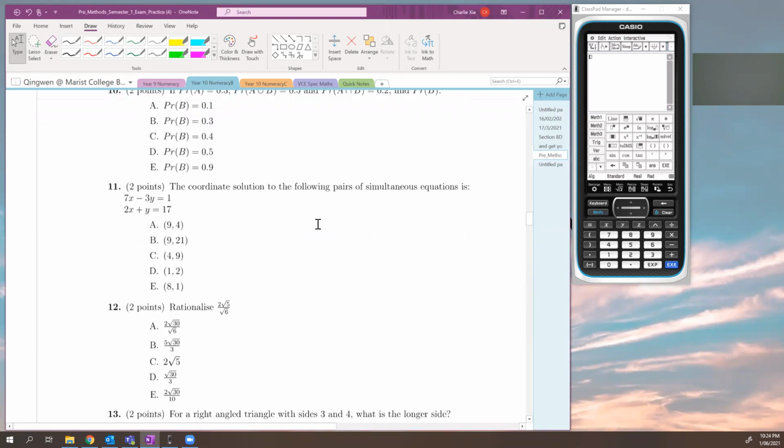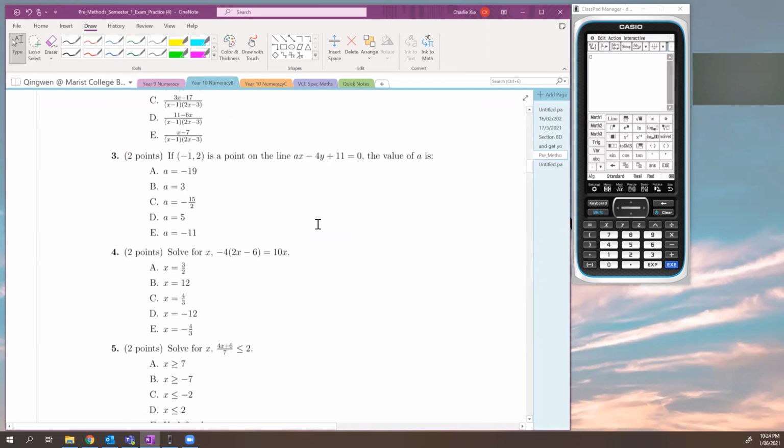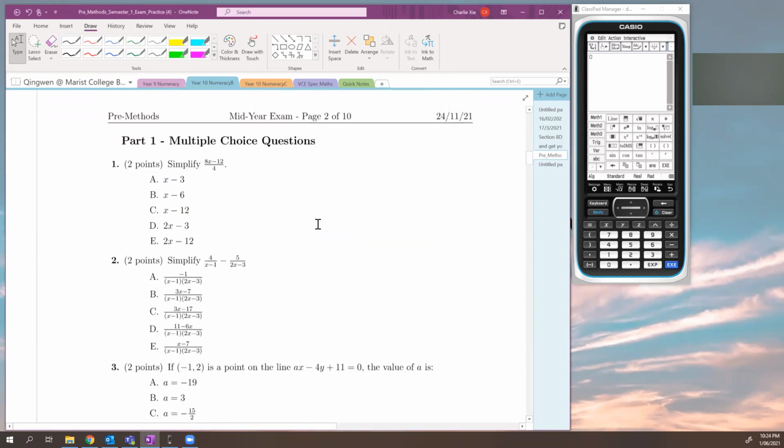Basically, I'm going to explain all the questions, and some of the questions I will explain in two ways: do it by hand and also do it using the calculator. Without further ado, let's go to the first question.